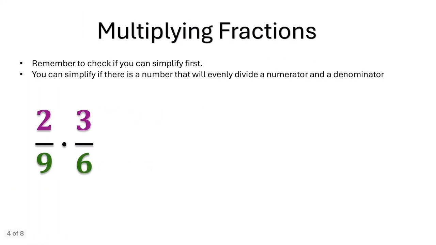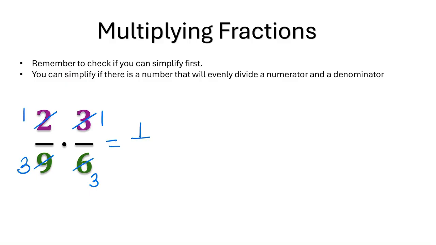If we're multiplying fractions, you also always want to check if you can simplify first. You can simplify if there's a number that will evenly divide a numerator and a denominator. So if we're looking at 2 over 9 times 3 over 6, we'll notice that 2 will evenly divide both 2 and 6. So I'm going to go ahead and reduce those by dividing both by 2. So here I have 1, and then here I have 3. And now you can see I have a 3 and a 9. Both of those are divisible by 3, so I'm going to reduce by dividing by 3. So I have 1, and this is going to reduce to 3.